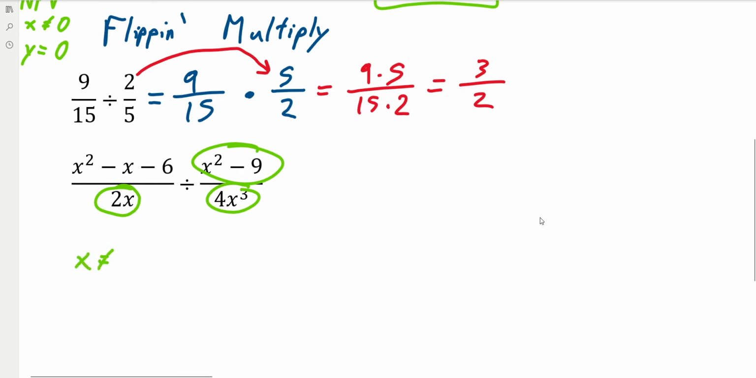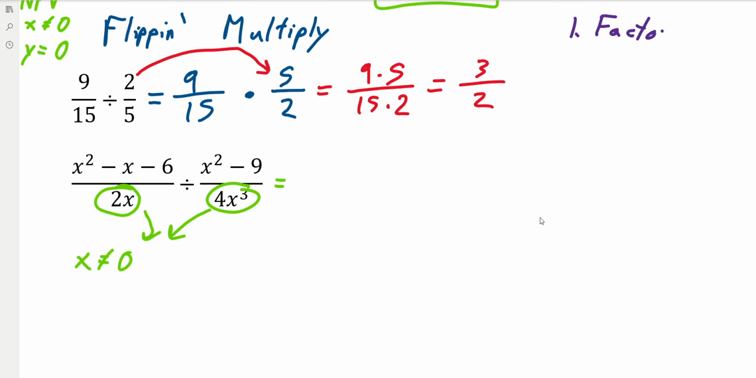Yes, x cannot equal 0, because of these two spots. But what about up here? x also cannot equal something else. So let's try to factor this out. Factor first, and then we can see if after that we have some NPVs. So your first step is always to factor. Your second step is always NPVs. And finally, your third step is simplify.